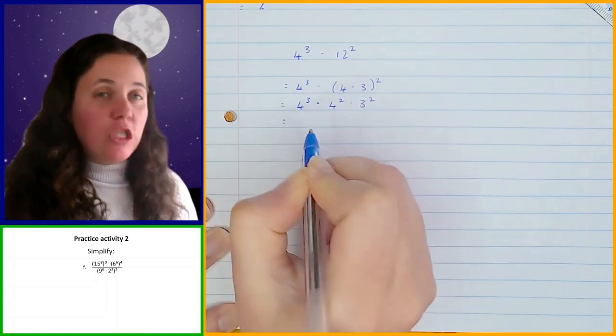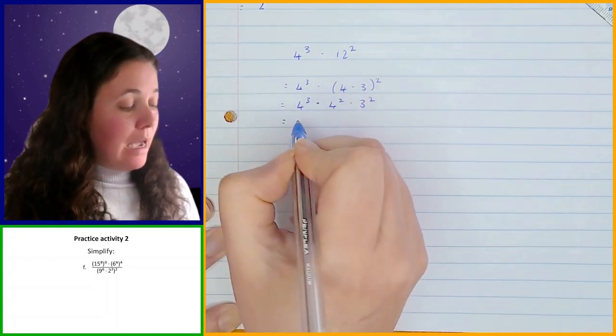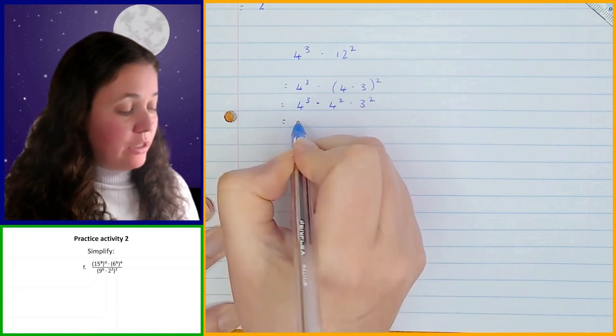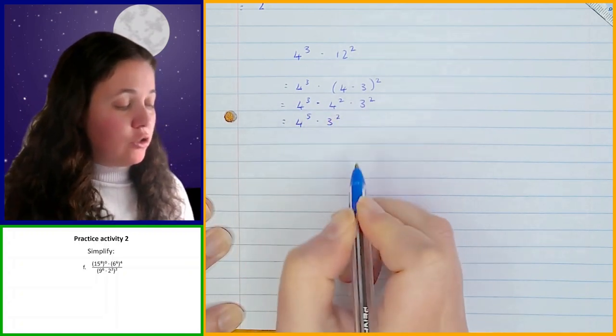So even though I didn't change it to a product of prime factors, even though I'm not working with prime numbers only here, I can still simplify it together. So that gives me 4 to the power of 5 times 3 to the power of 2.